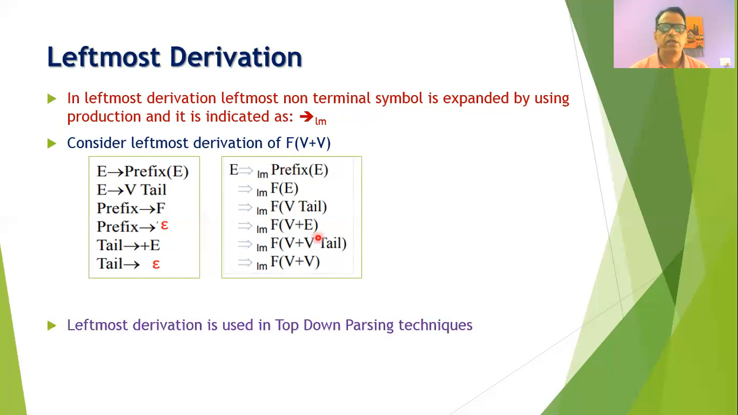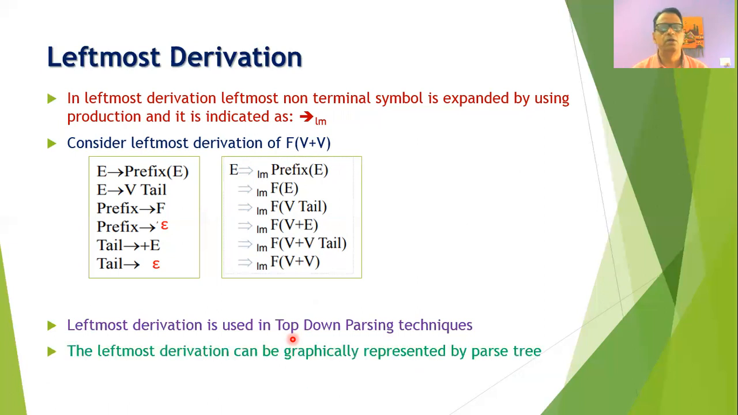Leftmost derivation is a very useful derivation because it is used in the top-down parsing technique. Later on, we are going to discuss different parsers, in which top-down parsing is one of the important ones. In top-down parsing, you will find that the leftmost derivation technique is used in order to check the syntax of the input string. The leftmost derivation can also be represented graphically. That is, all the steps that we have written here can be represented graphically by using the parse tree.